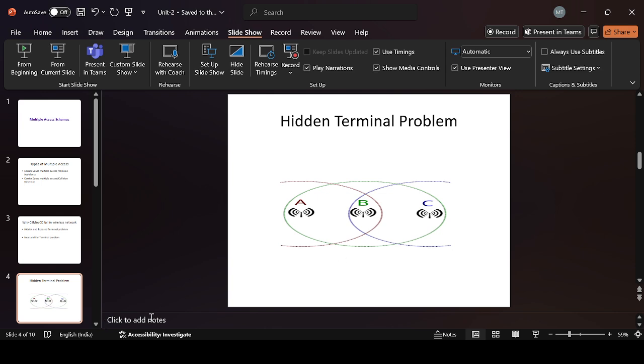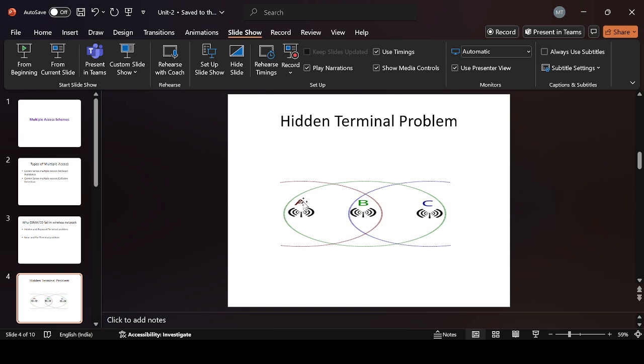Let us consider there are three mobile nodes A, B and C. Let us assume that the transmission range of A reaches B and not C. Let us assume that the transmission range of B reaches A as well as C. So there are two conditions. A's range will reach B and not C. B's range will reach both A as well as C.